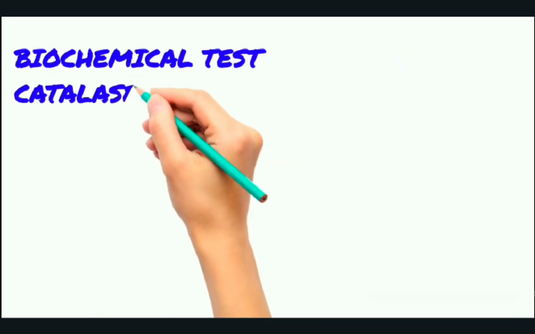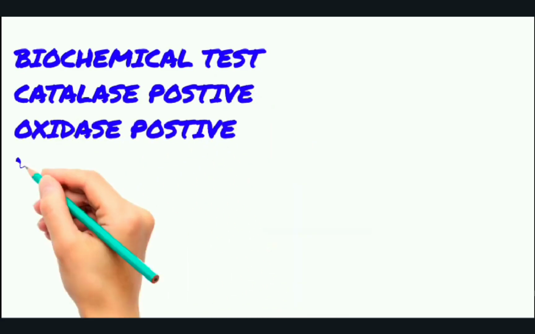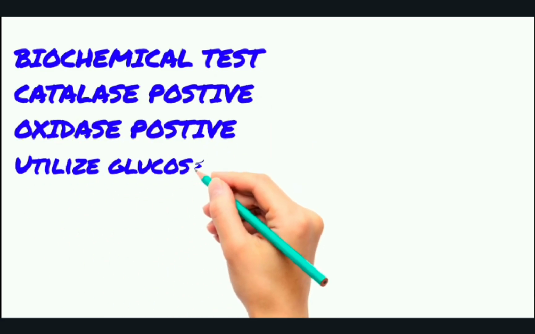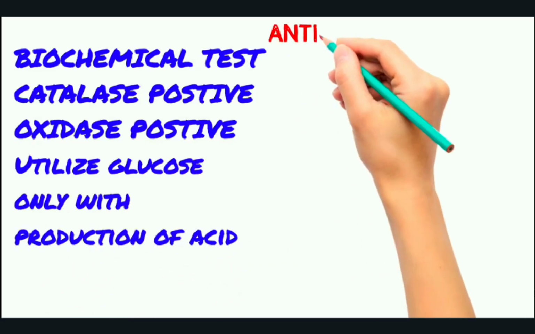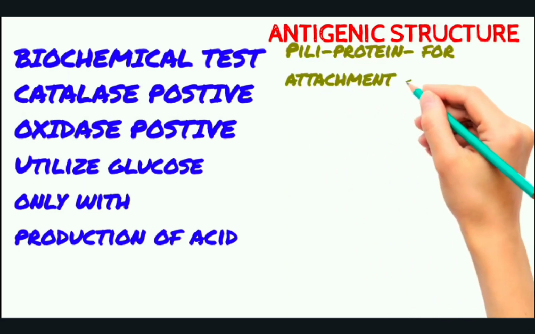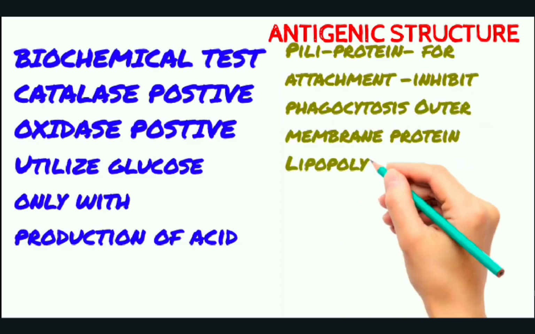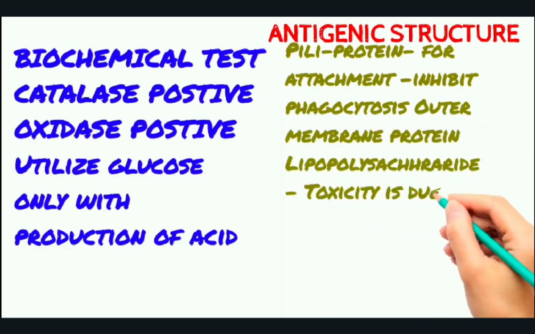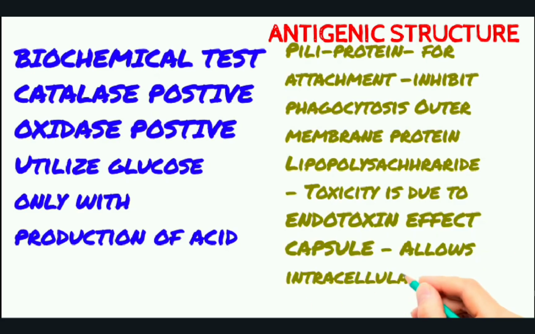Biochemical tests: catalase positive, oxidase positive. Utilizes glucose only with the production of acid. Its antigenic structure: pilus protein for the attachment. It inhibits phagocytosis via the membrane protein. Lipopolysaccharide: its toxicity is due to the endotoxin effect.